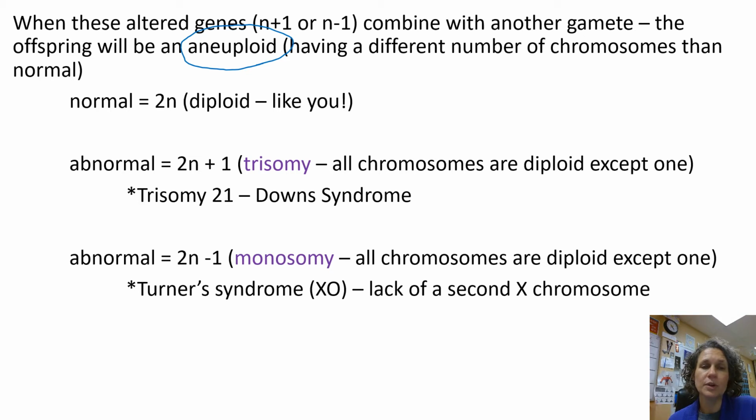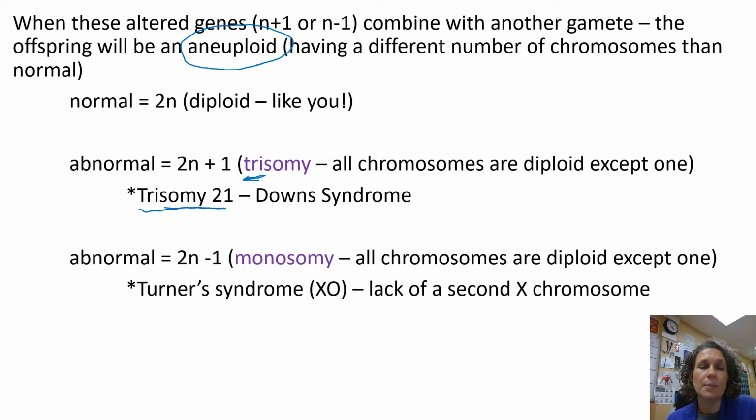And abnormal can be that 2N plus 1, which is called trisomy, where all the chromosomes are diploid except one. That one chromosome, you have 3 of them, so that's where the trisomy comes from. The common one, which we've already mentioned a couple times, is Down syndrome. That is caused by having a third number 21 chromosome, and so its presence is what causes some of the different characteristics that you see in a person who has Down syndrome.